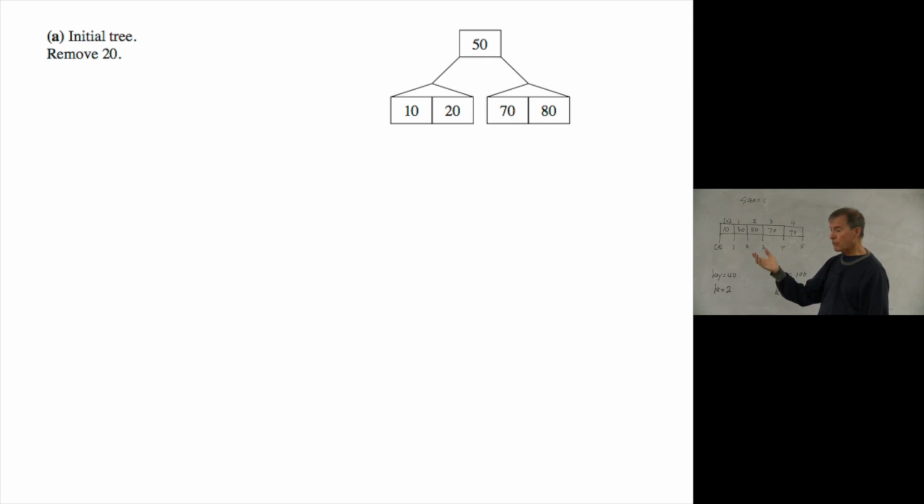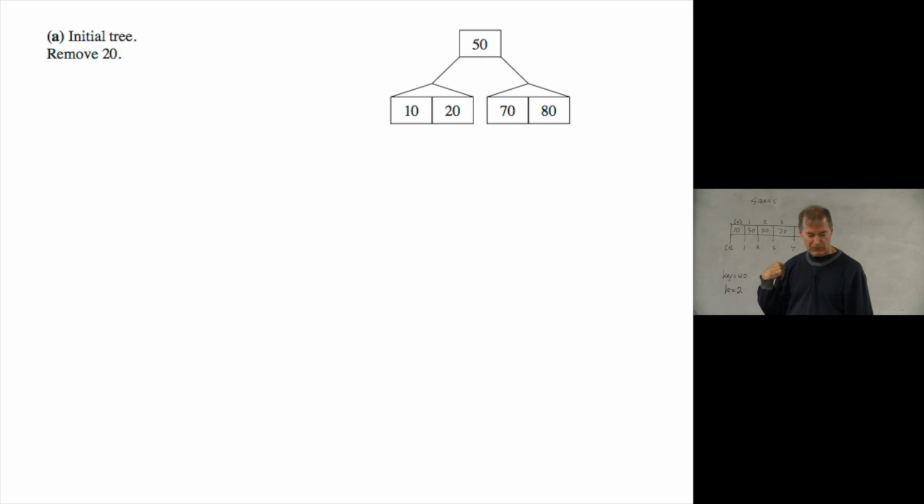Yes, because for an order 4, the atoms have to be what? How many data values in each node? What are the possible number of data values in each node in an order 4? 2, 3, or 4. But what about the root? Oh, the root is the exception. So this is a good starting value. Satisfies all the restrictions, so now what it says is remove 20, right?